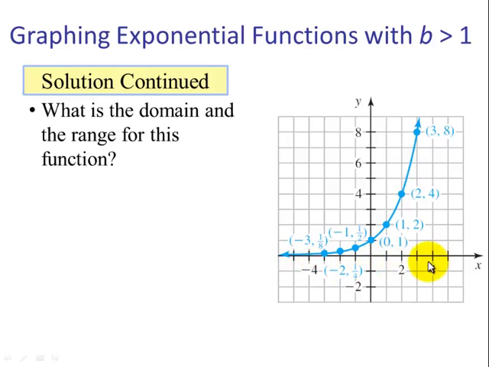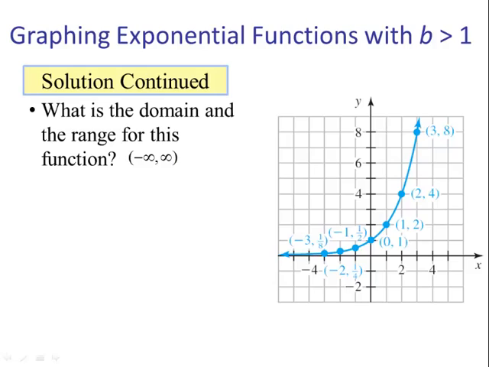What is the domain means what are the values of x that have a spot on this graph. If you think about it, this is going forever in the negative direction, and this is going to infinity in the positive direction. So the domain is all real numbers. We can write all real numbers as from negative infinity to positive infinity.